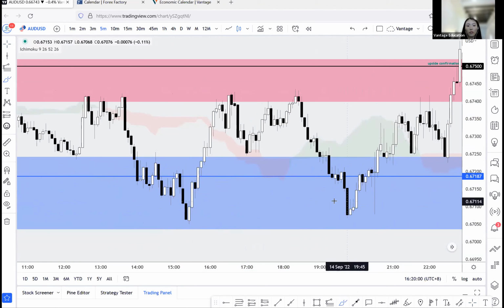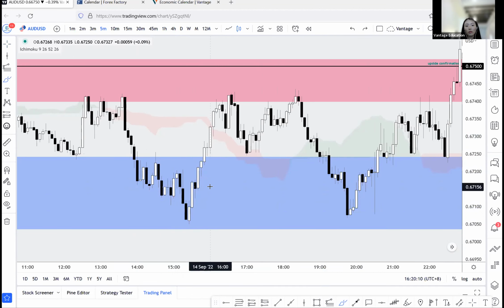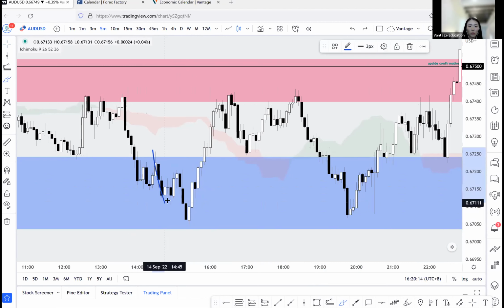So once price comes into this area, if you take a look at what we have on the left, which is basically this region. Take a look at this region. If I were to paint out this move, you notice that coming into this region, prices are forming lower lows and lower highs.